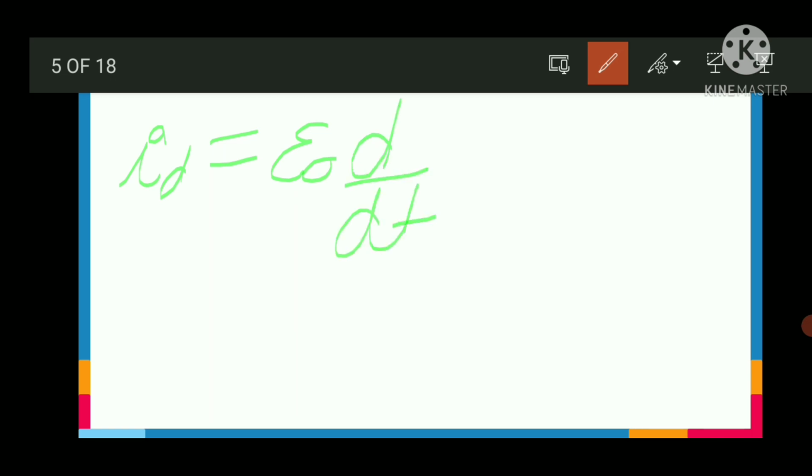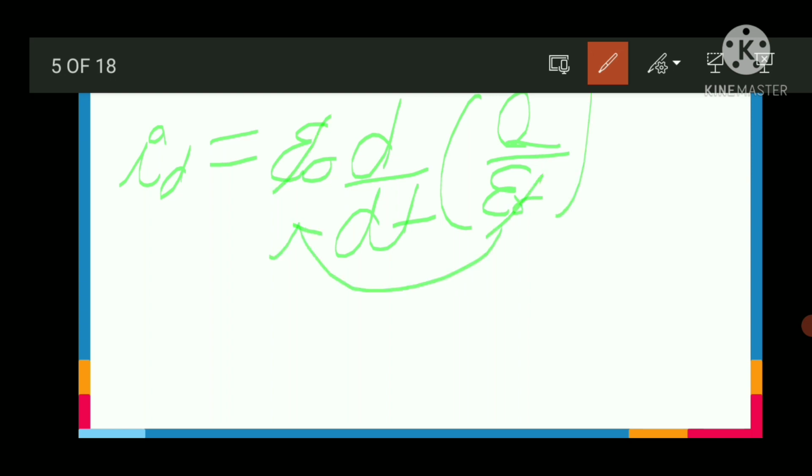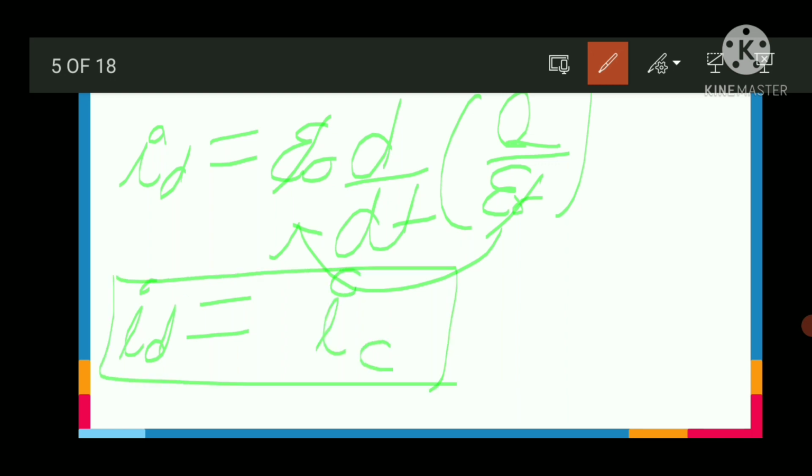Yes, friends. So I think I have written ID equals epsilon 0 d dt of phi, and for phi we have got q upon epsilon naught. So this epsilon naught is constant. It will come out of the d dt and get cancelled out. So what we get? ID, displacement current, equals d dt of q, and d dt of q, I think you know, is I or IC. So yes friends, this is our final answer.